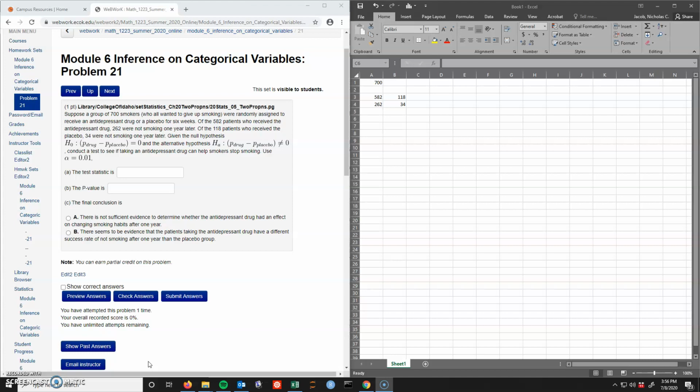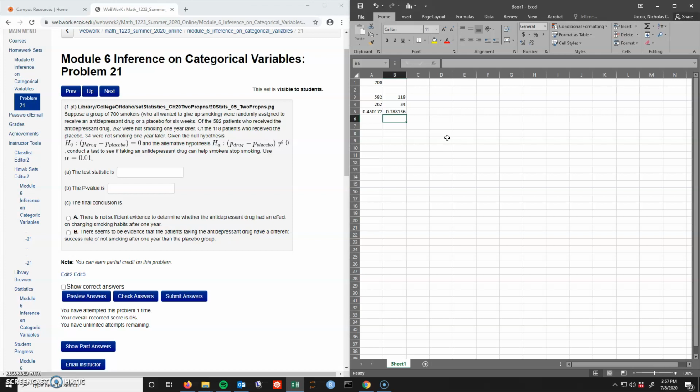If you look at this, we have 700 smokers randomly assigned to receive either an antidepressant or a placebo. 582 got the antidepressant, of which 262 quit smoking. 118 got the placebo, and 34 quit smoking a year later. So I have that data over here. Let's see the difference in these proportions real quick. The first proportion is about 45%, whereas the second proportion is about 28%.